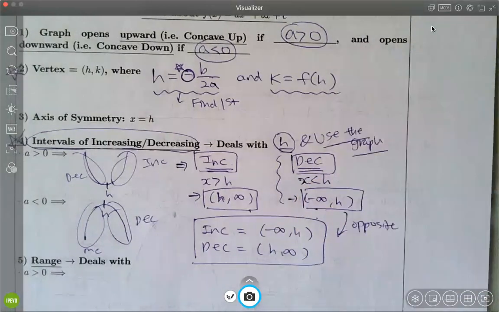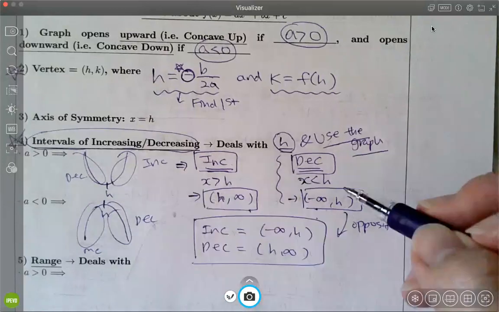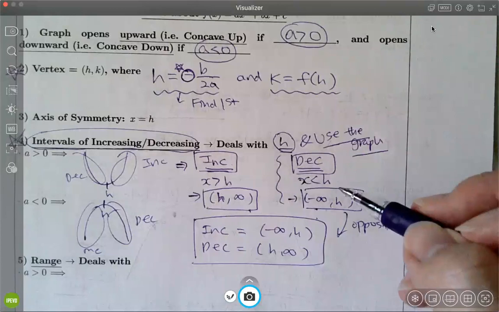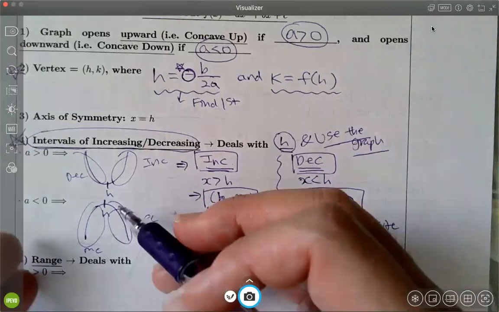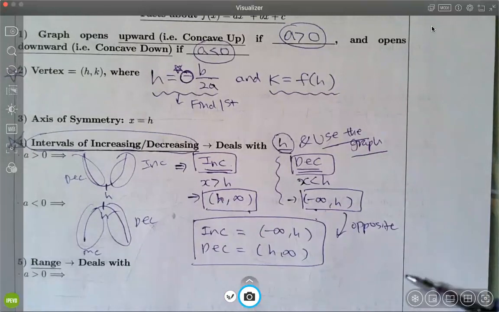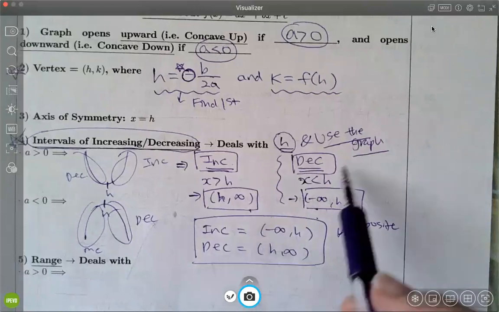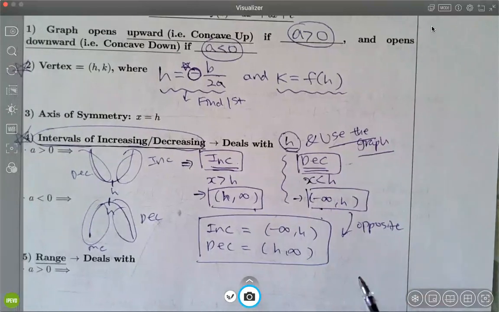Okay? What do I mean by the graph? It's either this one or this one, right? There's nothing else. As long as you can draw the rough graph, either this one or this one, it's fairly automatic. You can see it from the graph, where the graph is increasing and where the graph is decreasing. So don't even try to memorize these four intervals. It's scary. Just use h and the graph, that's all.